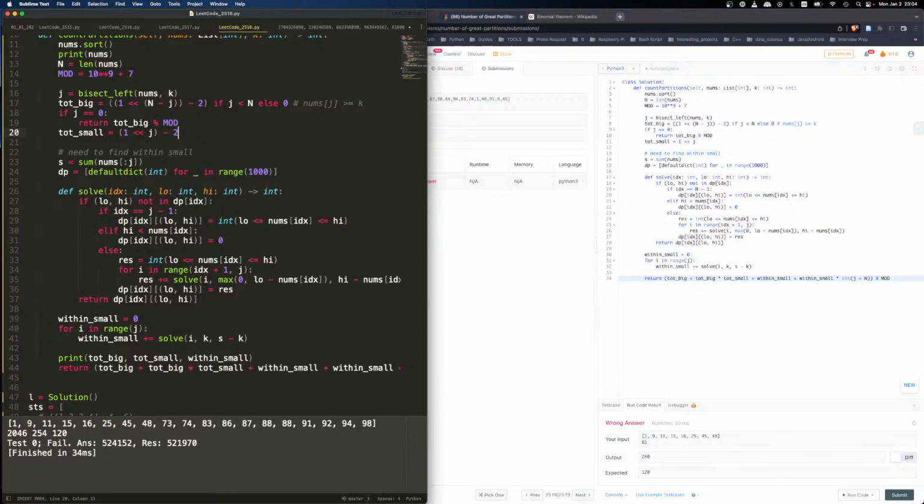Yeah, because the total big is we're doing whatever we can, right? We are arranging, and for each arrangement, we put this one, right? And we can put on this side, and then we can put on this side.